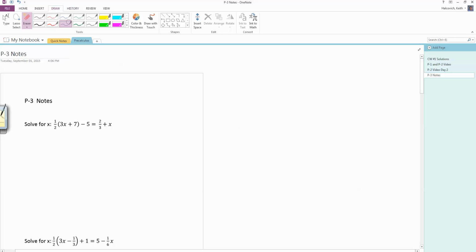So the first thing we're going to do here when we come up with this equation is distribute the 1/2. So we get 3/2 x plus 7/2 minus 5 equals 2/3 plus x. So basically, from there to there, we distribute it.